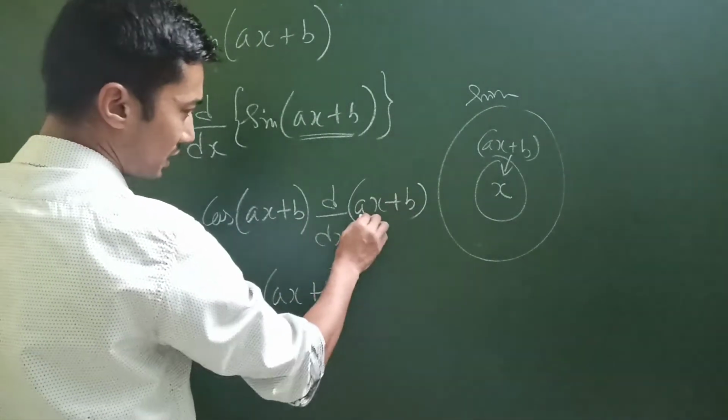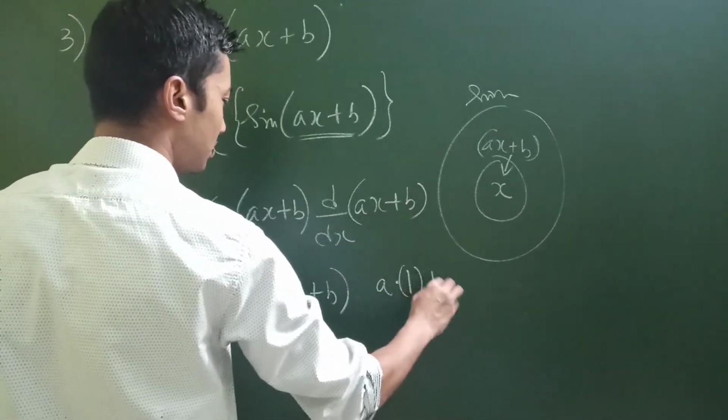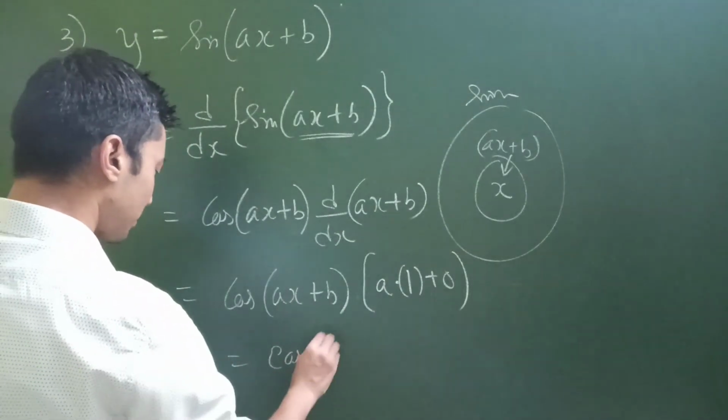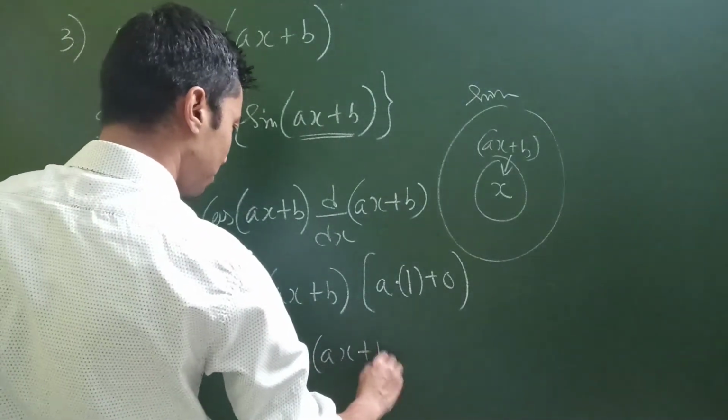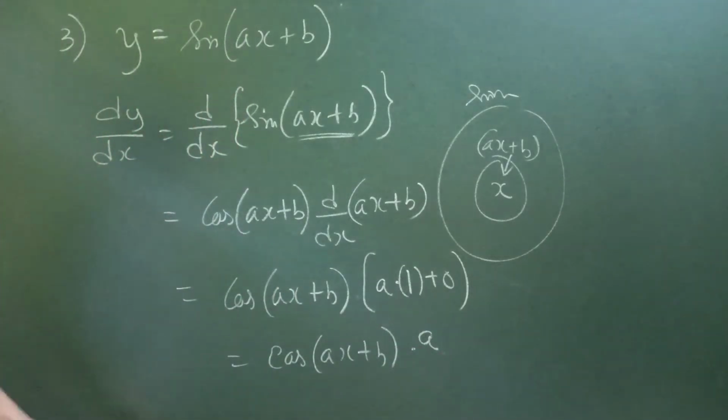What is the derivative of this? a is a constant. Derivative of x is 1. Derivative of b is 0. So that's going to be cos of ax plus b into a. That's our solution.